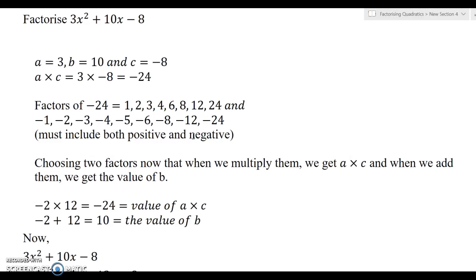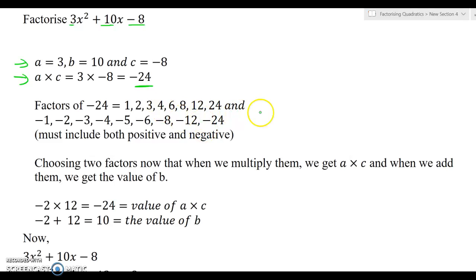Again, first things first, we're going to list out what is our a, b, and our c. Remember, a is the number before the x squared, b is the number before the x, and c is the number by itself that doesn't have a letter attached to it. So a is 3, b is 10, and c is negative 8. Then your next step is to multiply a times c. A times c is minus 24.